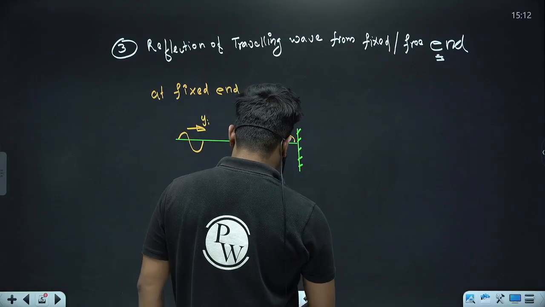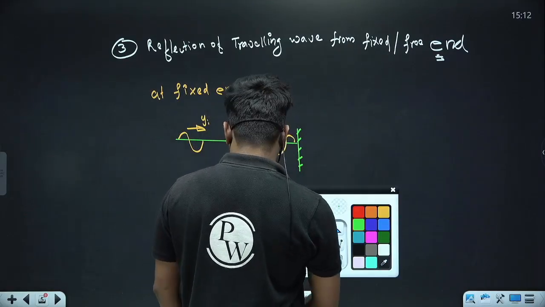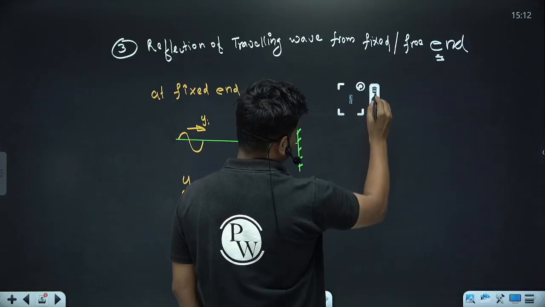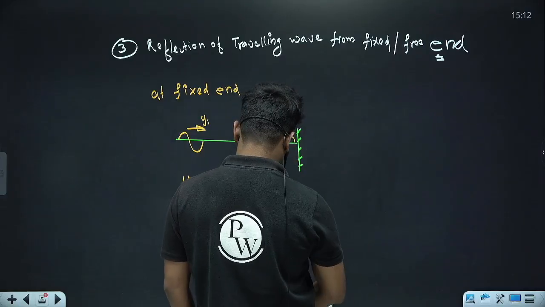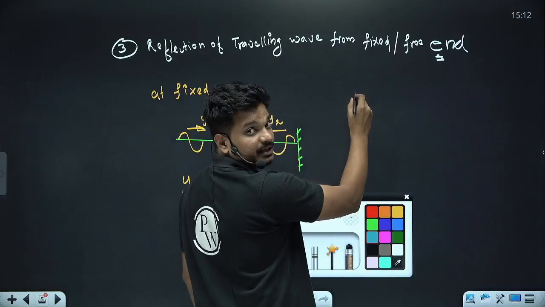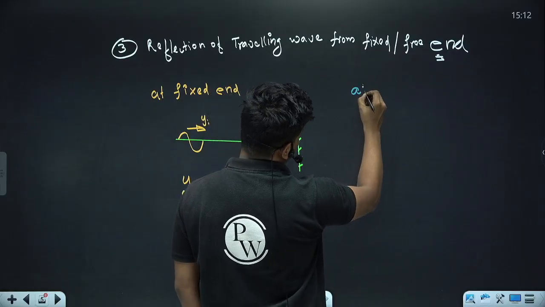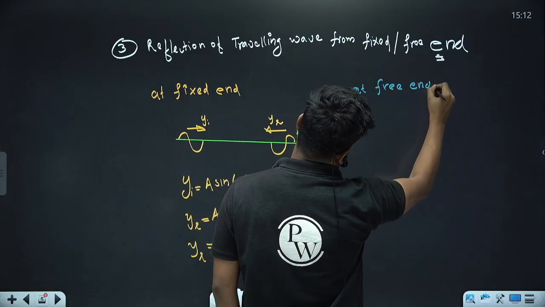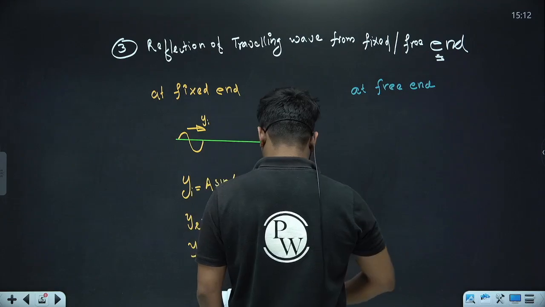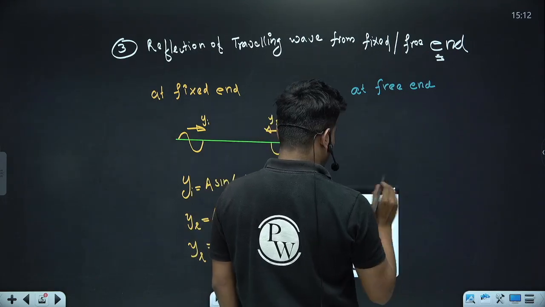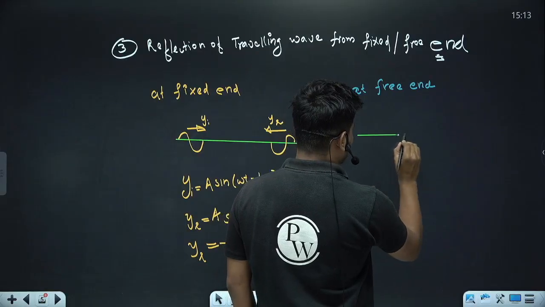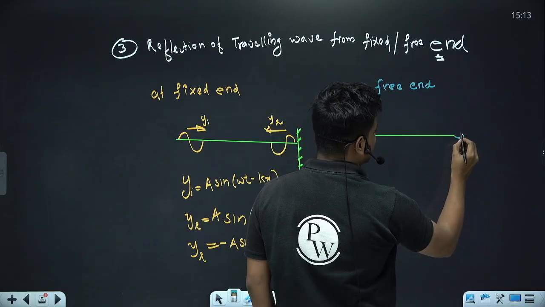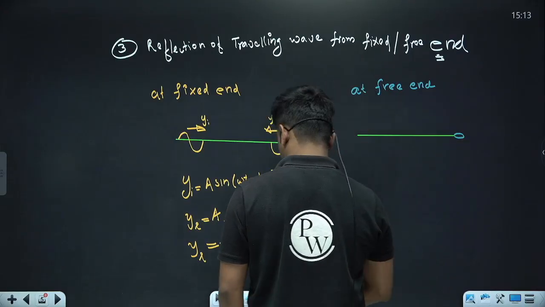Then just to consider another thing, that means at a free end. So just to check at a free end. This is our string, and this is connected at a loose end.